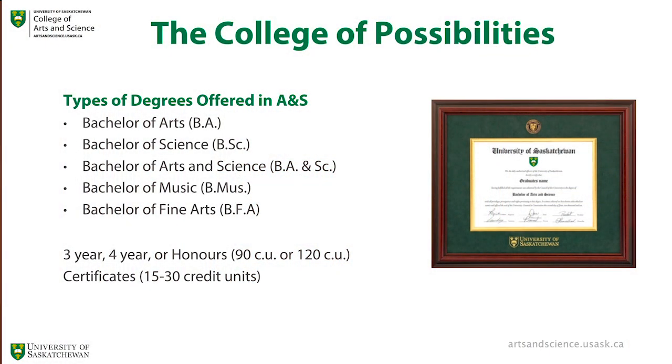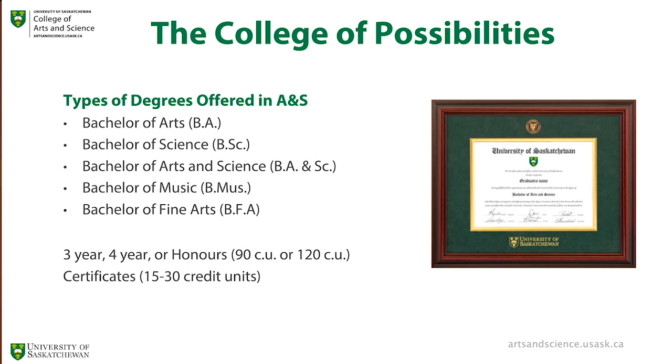What that means is that we're going to be looking at the different types of degrees on offer by the College of Arts and Science, as well as degree requirements, and really just the diversity of programs and classes that are available to students. So to begin with, we're going to look at the different types of degrees on offer.